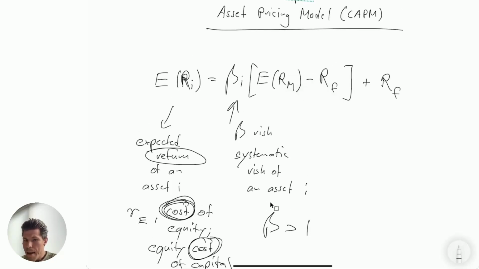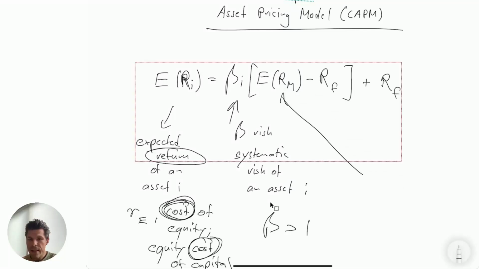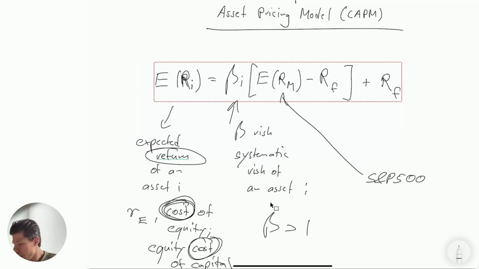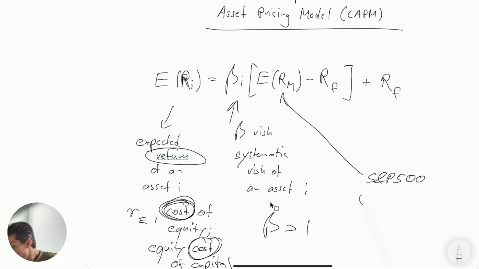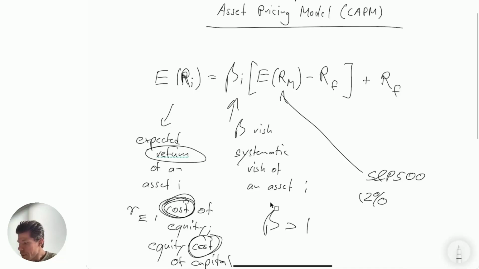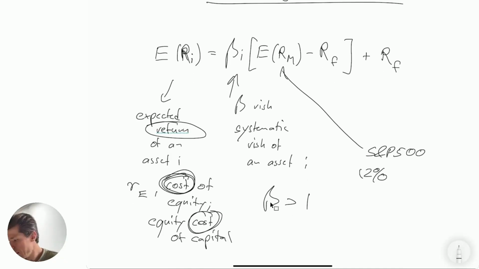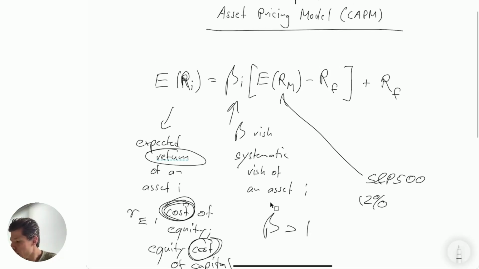Expected return M, this is your market portfolio. If you invest in a broad market, let's say S&P 500, biggest companies by market capitalization in the US, you would expect a return, let's say 12%. This is your market return, expected return market. And then you have a risk-free rate.